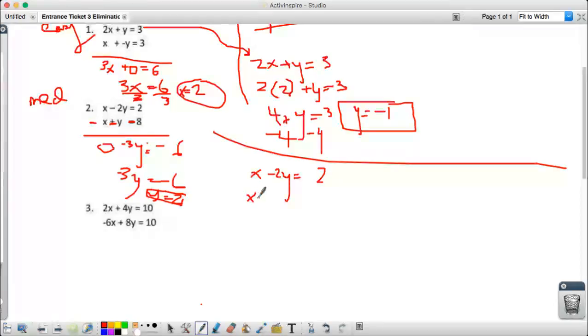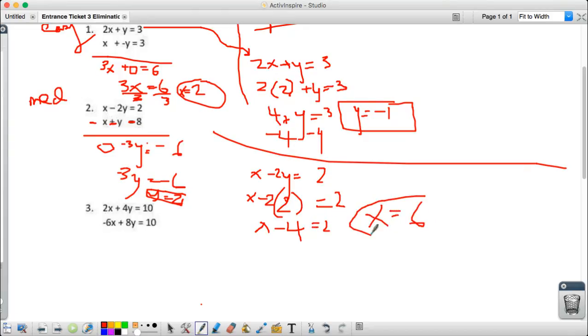So we plug in the y. We get x minus 2 times 2 equals 2. x minus 4 equals 2. Or x equals 6. Step 2 is just basic algebra of plugging in a number. You guys are great.